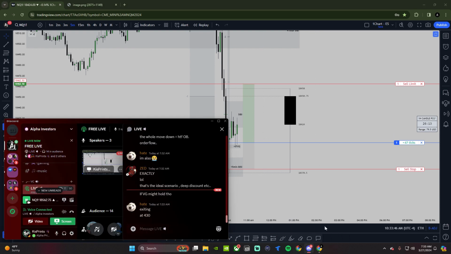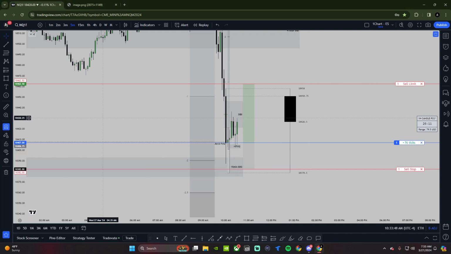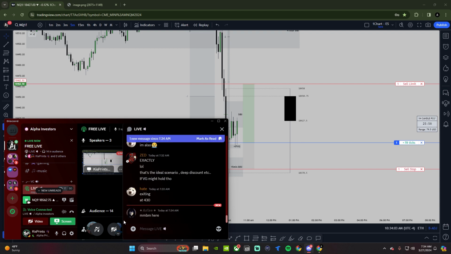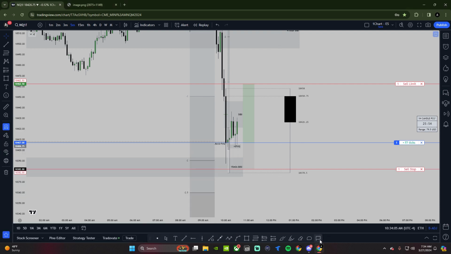Exiting at 430. Oh no, 430 the level. We just hit it. You say you're gonna exit, but then you're like, oh no, I'm gonna hold. What's it gonna be, Hate? You're gonna finally take profits or what?